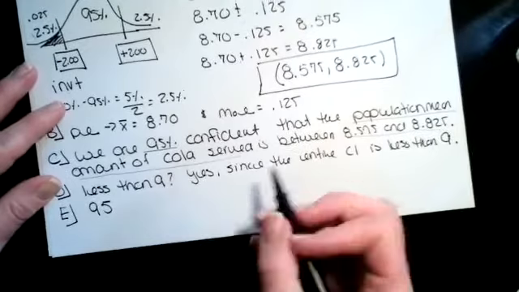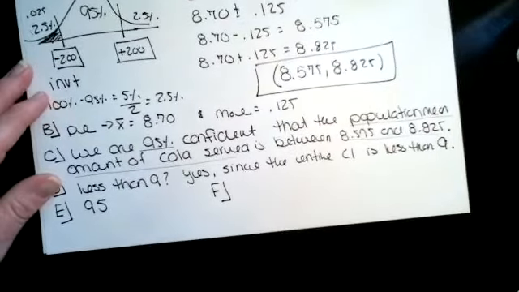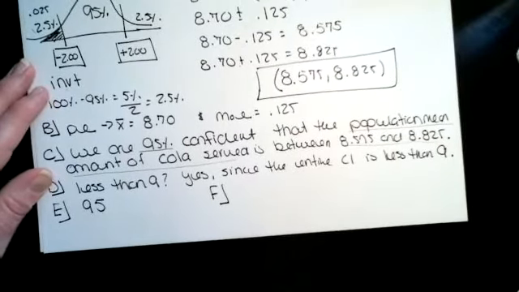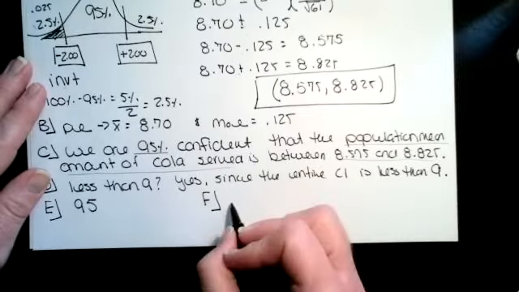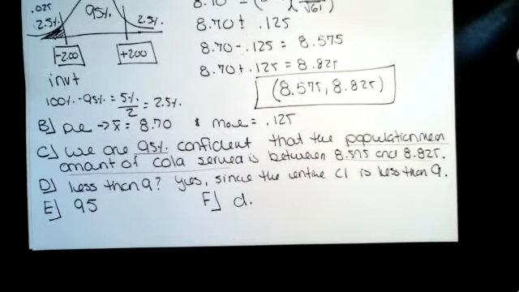I'm going to squeeze F in over here. I have probably enough room there, but that's all right. So F, if the confidence level is reduced to 90%. This is one where it's more like the concept. There's no calculation. So if I go from 95 down to 90, what does my confidence interval look like? It looks like it's narrower, right? It's going to be smaller, the interval. It will be narrower. So that's answer D.